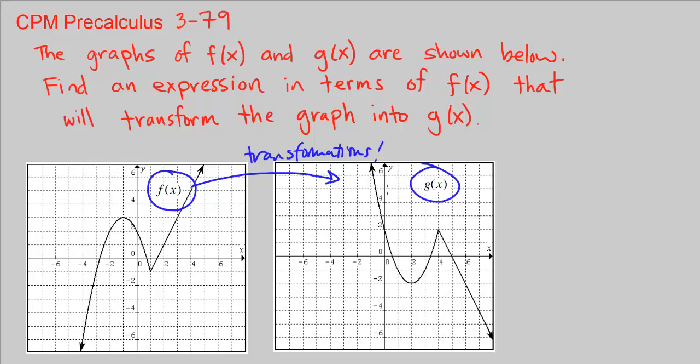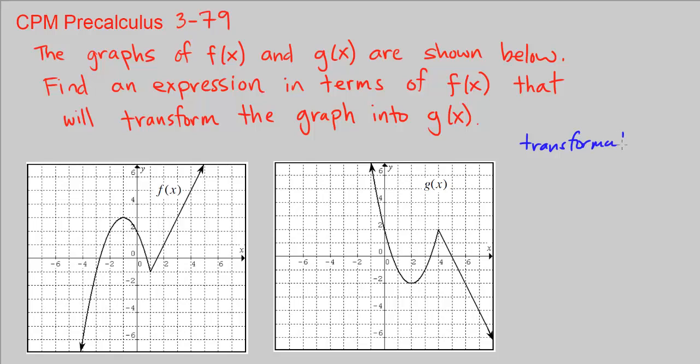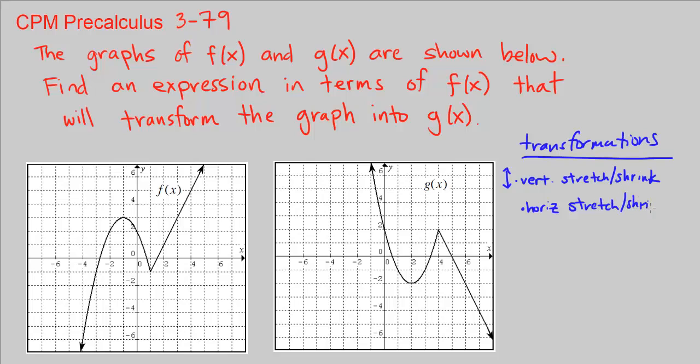We know many types of transformations, so let's start by listing them. There are stretches, shrinks, or compressions. We have vertical stretch or shrink or compress, remember that's up and down, vertical. And we have horizontal stretch and shrink or compressions, and that is from left to right.